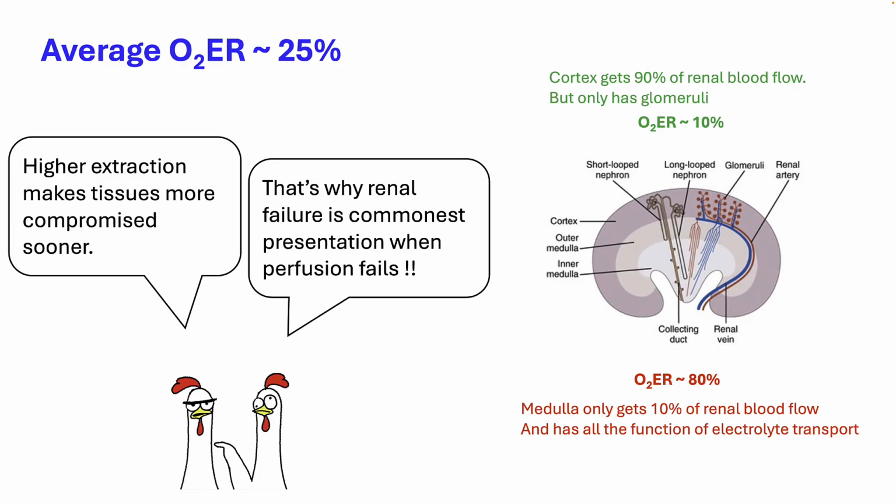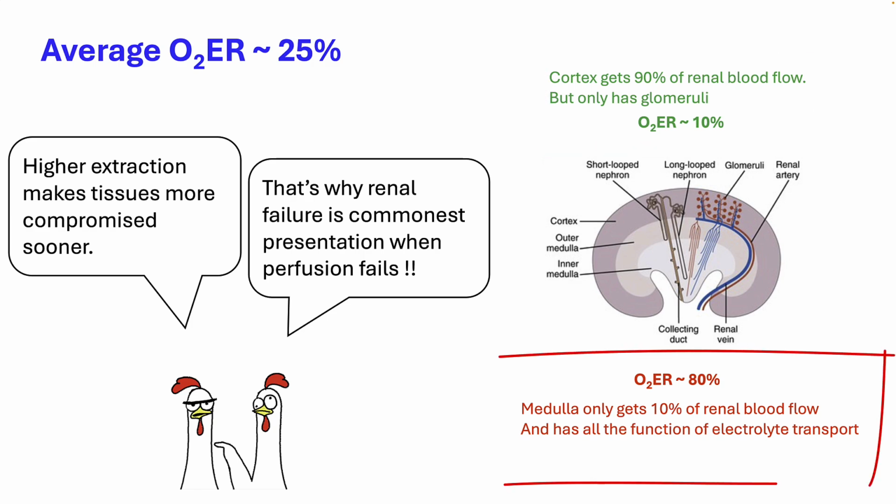However, a higher extraction ratio in different tissues makes them more vulnerable to a decrease in blood supply. And kidneys are the best example of this. In kidneys, 90% of the renal blood flow goes to the cortex, which is mostly a filtrative function, so it doesn't use as much oxygen. So the oxygen extraction ratio of the cortex is only 10%, while the medulla is highly metabolically active because that's where most of the energy intense processes are, like sodium reabsorption, potassium management, and other electrolytes.